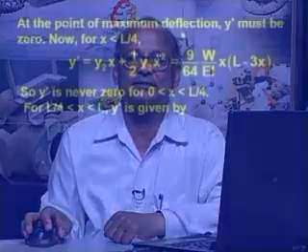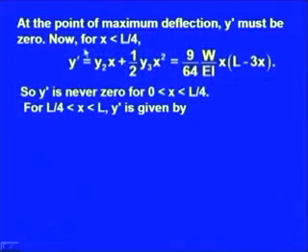Now, in order to find the maximum deflection of the beam, at the point of maximum deflection y dash must be 0. Let us note that for x less than L/4, in the expression for y, u(x - L/4) will be equal to 0.